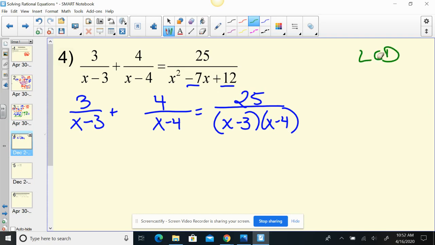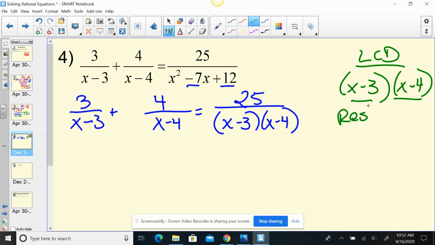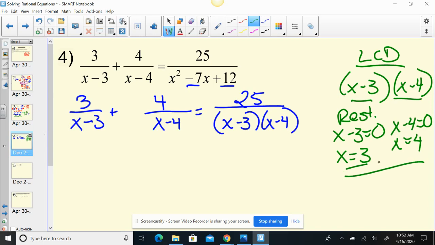So when I find my LCD, the first part needs an x minus 3. The second part needs an x minus 4, which is not common. And this right side of my fraction needs x minus 3, which is common, and x minus 4. So what are my restrictions here? What can x not be? If I can't divide by 0, then x can't be 3, and x can't be 4. So I want to make sure I watch out. If I get positive 3 or positive 4, those would definitely make this whole thing undefined.